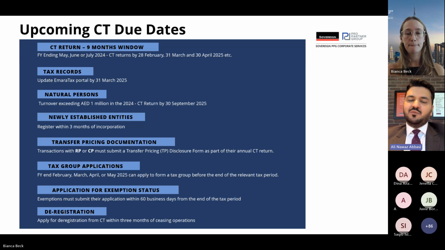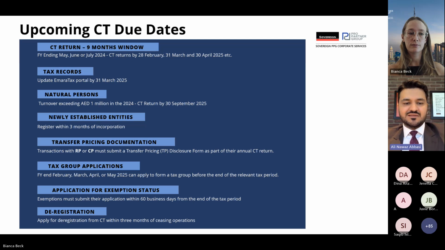If a company is closing down for any reason, they must deregister from corporate tax within 3 months of ceasing operations. Okay, so we are seeing cases where companies are going for liquidation or closure, but they have not registered for corporate tax. In this case, they'll have to register for corporate tax, file the relevant corporate tax return, and then deregister for corporate tax, because the company won't be properly closed or even the liquidator report won't be issued unless you have satisfied all these conditions. Next slide, please.